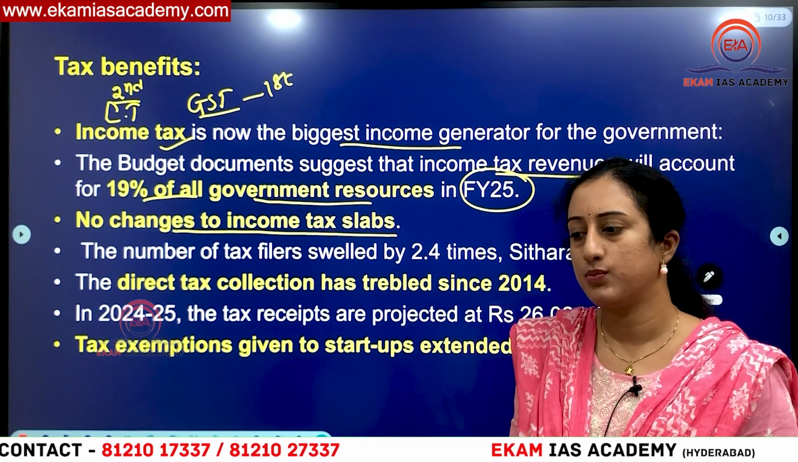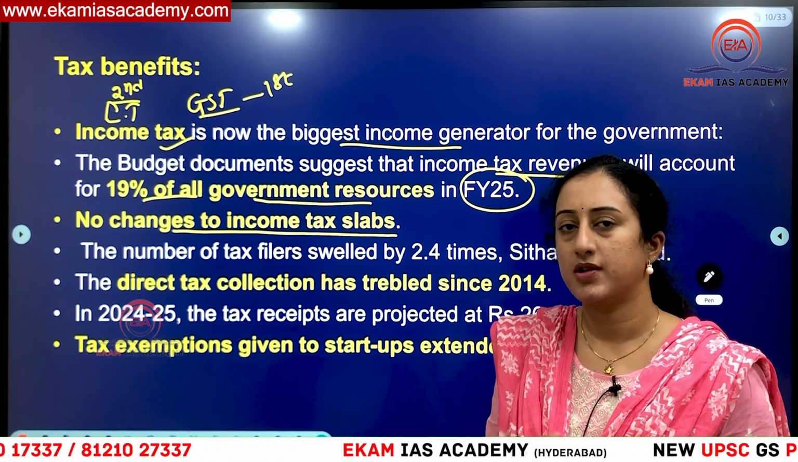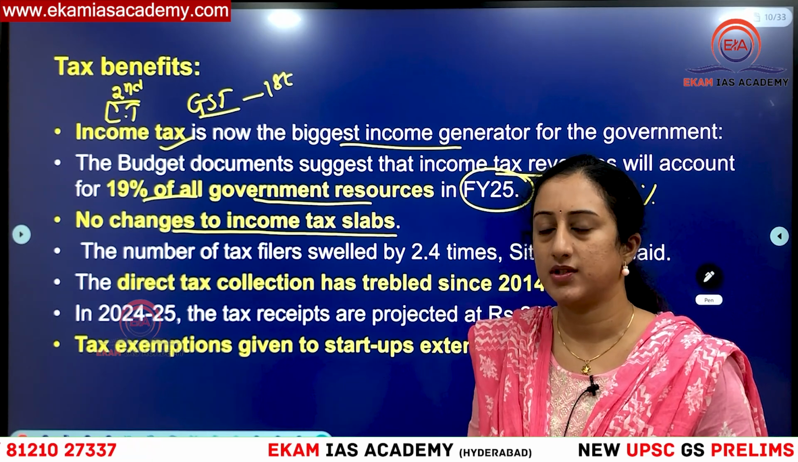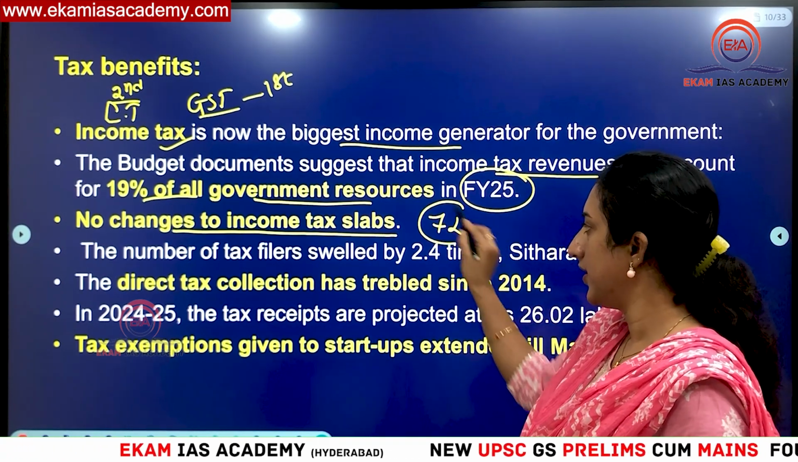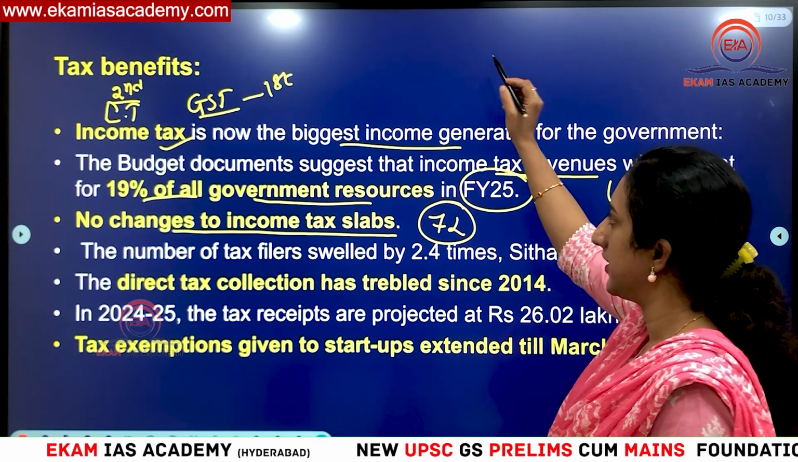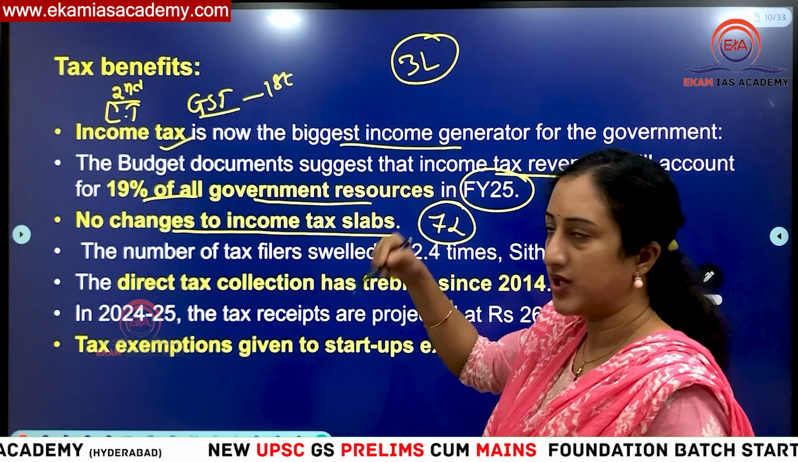And one smaller change compared to the previous one is that the tax rebate was allowed only till 5 lakhs in the previous term, but now they have increased this tax rebate until 7 lakhs. Okay, I'm just explaining briefly. Below 3 lakhs there is no tax payment, so you need not pay anything.